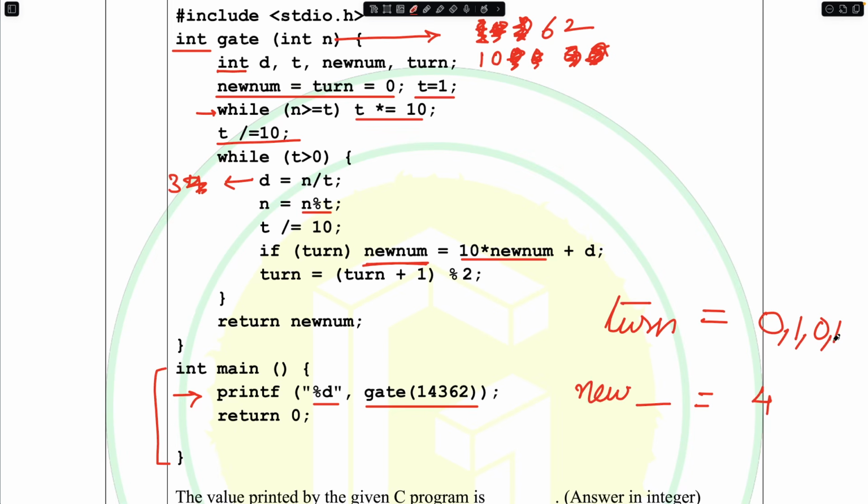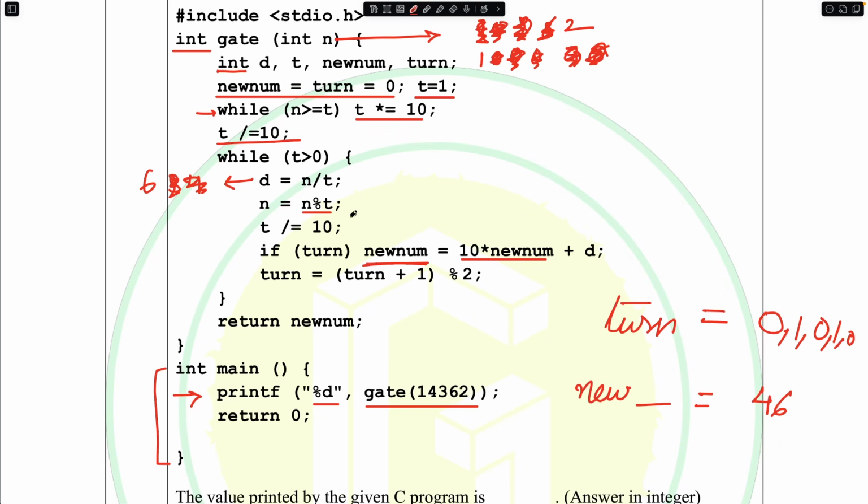10 is greater than 0. Yes. D is going to become what? D is going to become 6. N is going to become 2. T is going to become 1. Turn is 1 over here, so new number is going to become what? New number currently was 4. So 4 times 10 is 40. 40 plus D is 46, right? 46 is going to become, and turn is going to become 0 again.